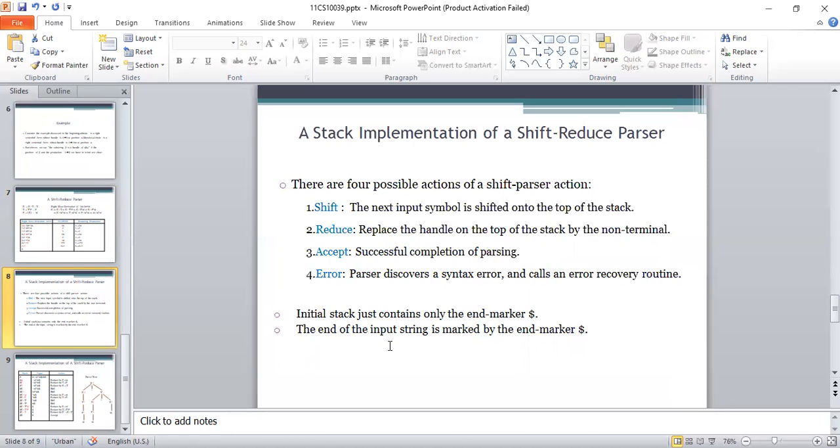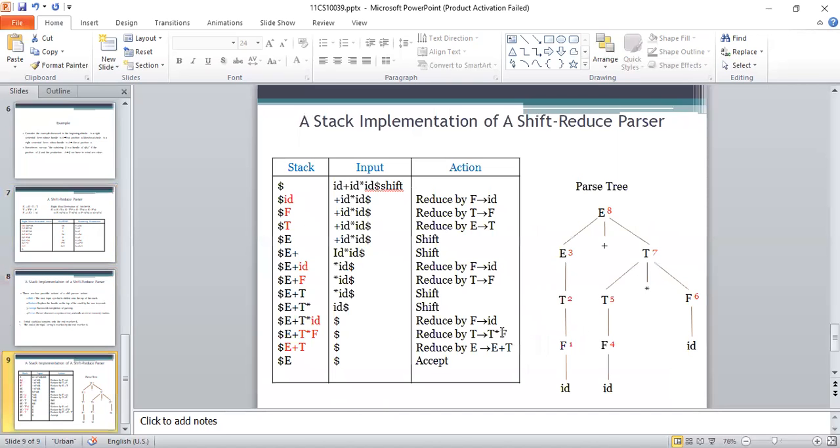Initially the stack contains only the end marker, that is the dollar symbol, and the end of the input string is marked by the end marker. So when this marker occurs, that is the end of the input string. See here in the stack implementation, initially we are taking the dollar symbol. So ID plus ID star ID, followed again by the dollar symbol. It means that it is the end of the input string. So we are passing ID one by one into the stack, right? First ID we are passing. The remaining input left over is plus ID star ID then dollar.